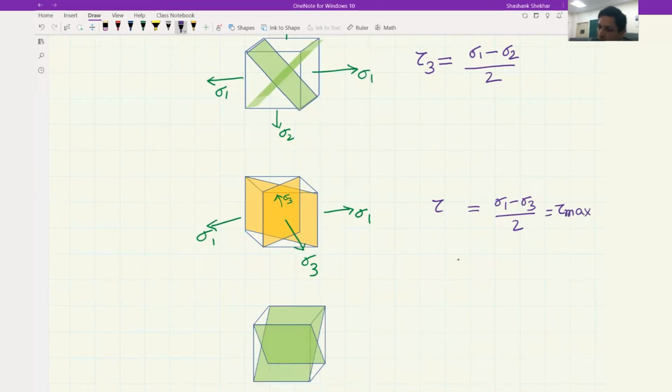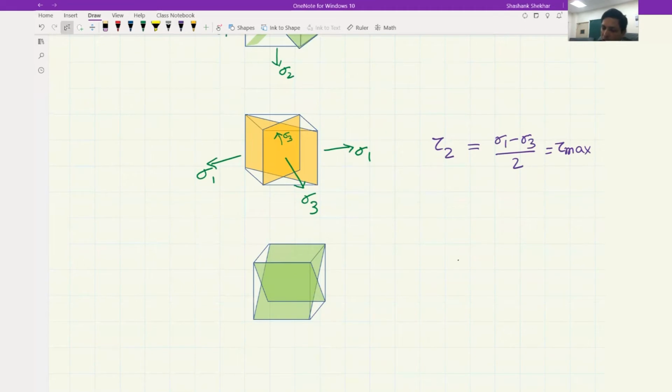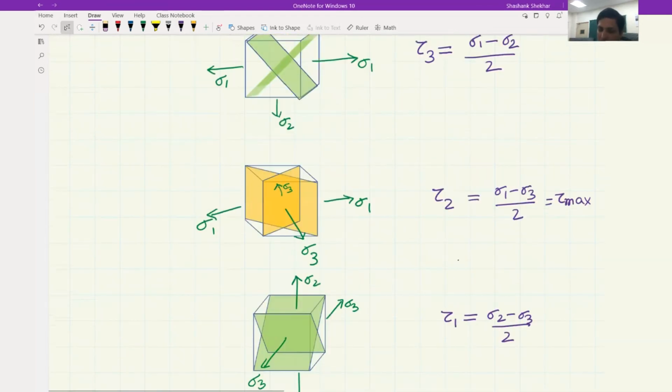Okay, so this is not termed according to the highest and lowest. This is sigma 1 and 3, so this is tau 2. And now over here we have sigma 3 and sigma 2, so here we have tau 1 equal to sigma 2 minus sigma 3 by 2. And these are the maximum shear stresses in that particular plane.